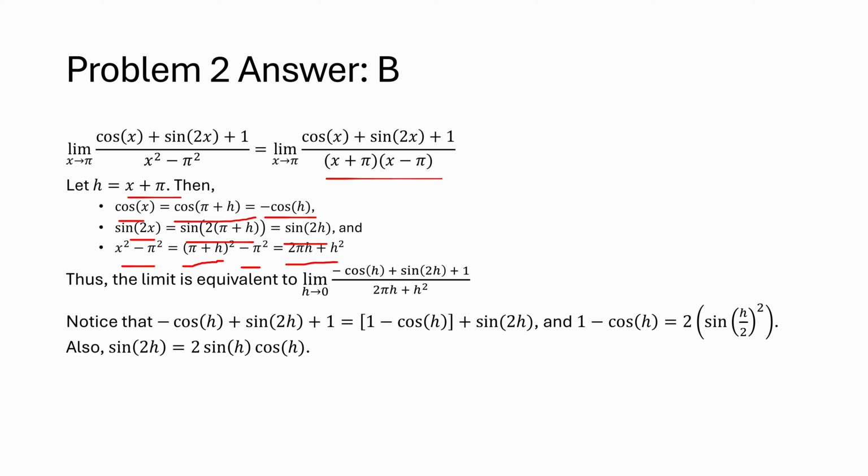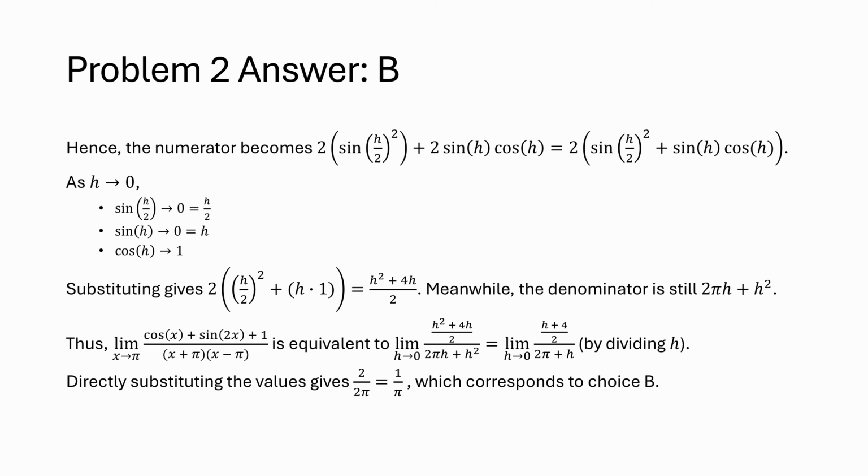Notice that the numerator simplifies to 1 minus cosine h plus sine 2h. And 1 minus cosine h, using the half angle formula, is 2 times sine of h over 2 squared, or 2 times sine squared h over 2. Also, using the double angle identity, sine 2h equals 2 sine h cosine h. Hence, the numerator becomes 2 sine squared h over 2 plus 2 sine h cosine h. And we can factor the 2 out.